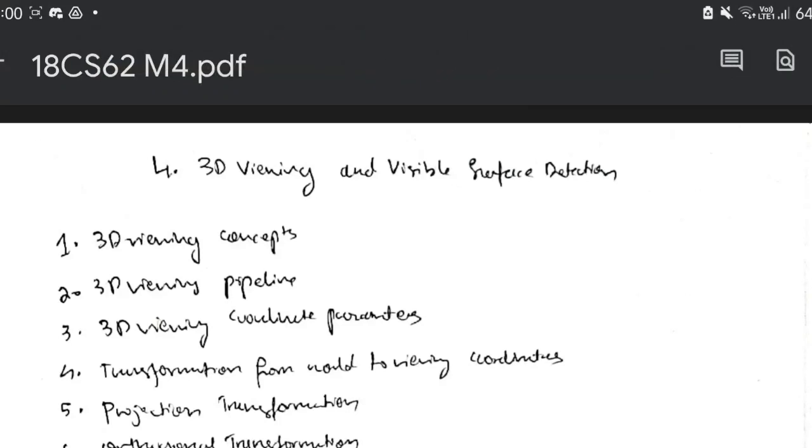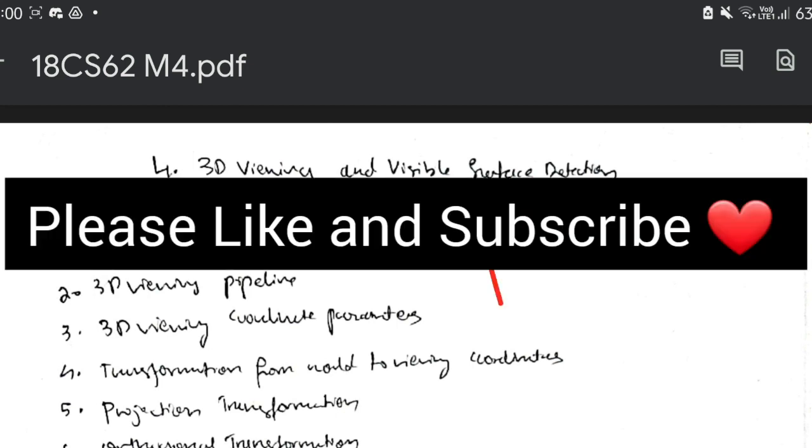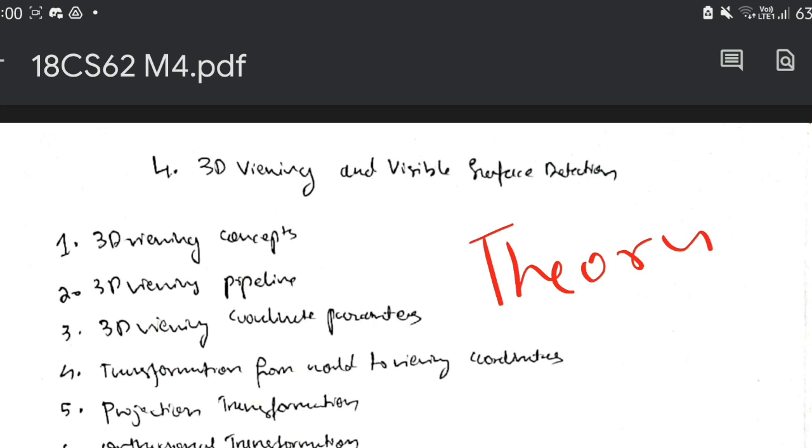Hello everyone, today in this video we'll be discussing the fourth module of computer graphics. As you can see, the fourth module is all about the theory concepts. Okay, it's just the theory concepts. So what will be our approach for this module is that we'll be going through the topics.